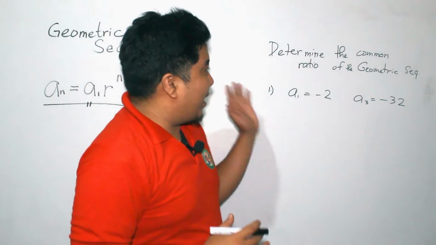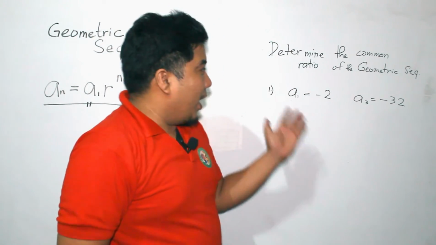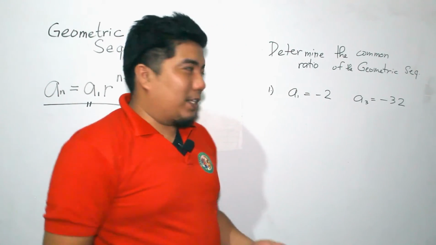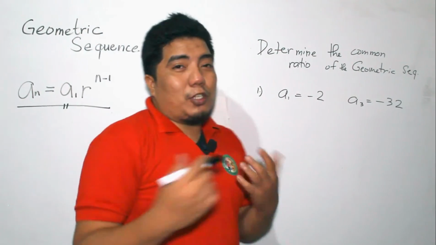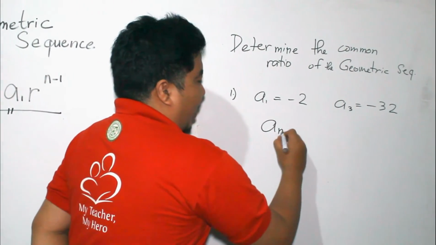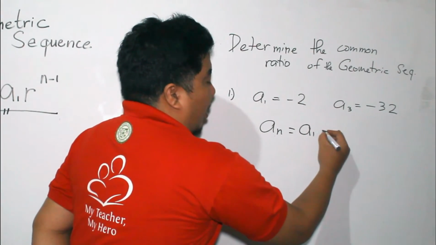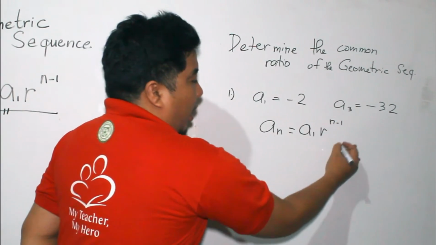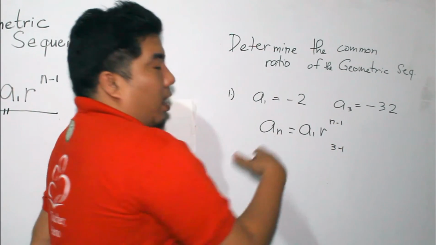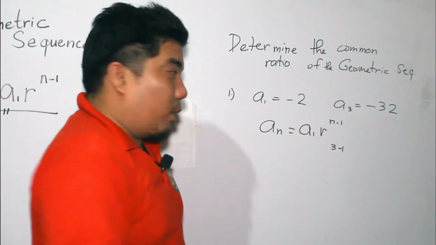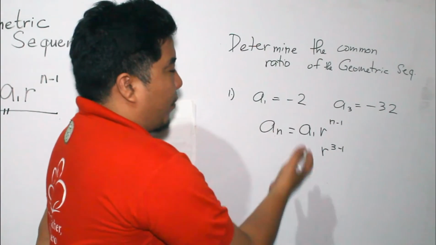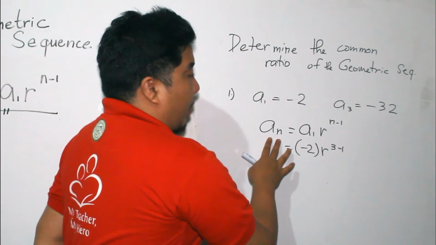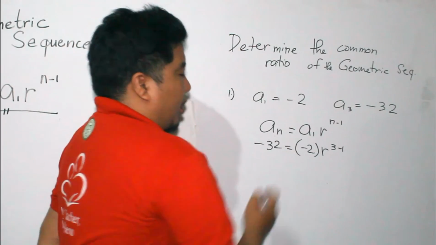Okay, math learners, we have here an example of how to get the common ratio if the first term and the third term is given. What you will do here is very simple, my dear math learners. First thing you should do is consider the formula, a sub 1 r to the power of n minus 1. Since we are talking about 3 terms, our n will be 3 minus 1. What is asked here is the value of our ratio, so that is unknown. Our first term is negative 2, and the given a sub n, which is the last term, is negative 32.